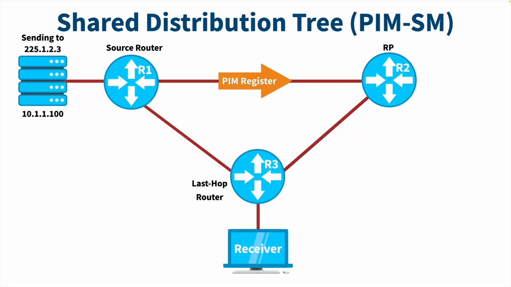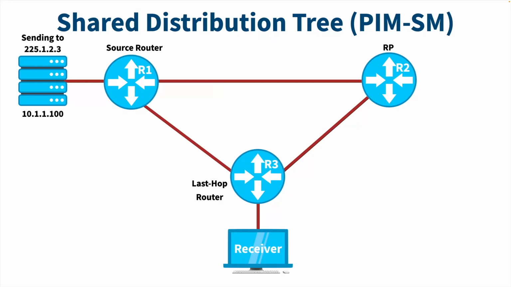And R2 makes an entry in its multicast state table that if I ever have a need to get traffic for 225.1.2.3, I'll go ask R1. But until anybody does request traffic for that multicast group, R1 is not sending that traffic to R2. Nothing is being flooded across our links between the routers.